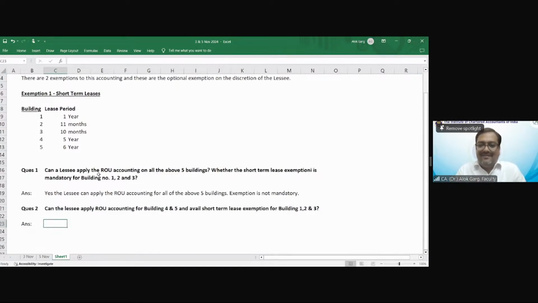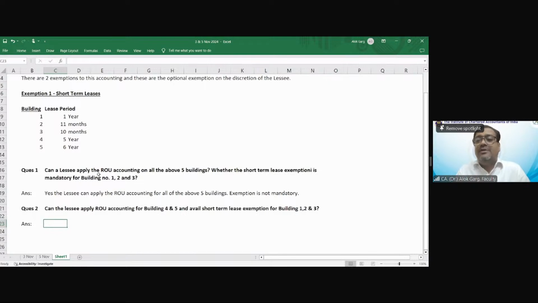Consistency is required, sir. First of all, tell me, in all these 5 buildings, which buildings are eligible for short-term lease exemption? Forget about class of asset. 1, 2, and 3 are eligible for short-term lease exemption. 4 and 5 are not eligible. Okay, remove 4 and 5. Every lease contract is a separate contract. 2 buildings are not eligible because they are longer contracts. You cannot think about the exemption on building number 4 and 5.